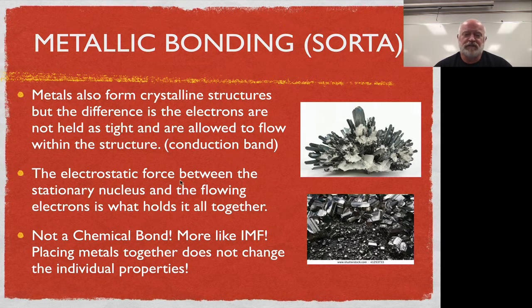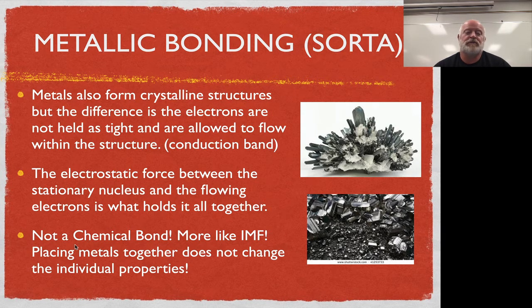Now, the electrostatic force between the stationary nucleus and the flowing electrons is what holds it all together, okay? So you might be thinking, well, if there's no positive ion and no negative ion, how does this group up and form this structure? Well, we still get this effect where these positive nuclei attract these electrons, and because those electrons are moving from one atom to the other, there's always this binding effect within metals that holds them all together, okay?